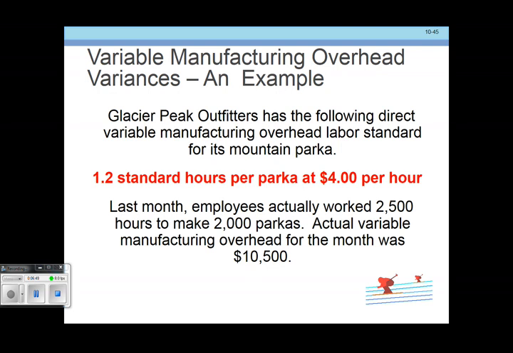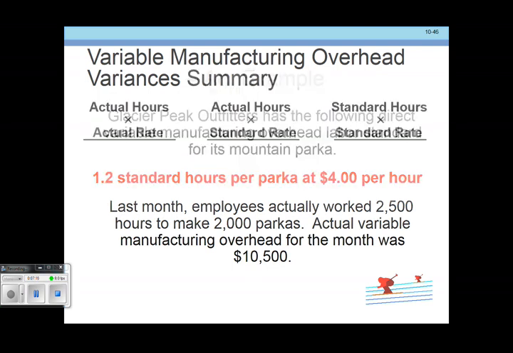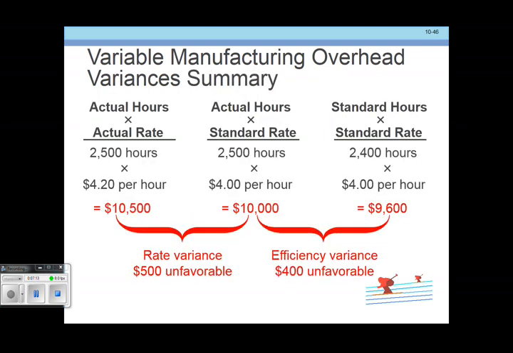So what I'm going to have to do is take the 2,000 times 1.2, and I believe that's 2,400 standard hours. So they actually worked 2,500. So that's a little negative there as far as the hours worked. Take the 10.5 divided by 2,500. Might be a little positive there on the, nope, the 10.5 divided by 2,500 hours is $4.20 per hour.